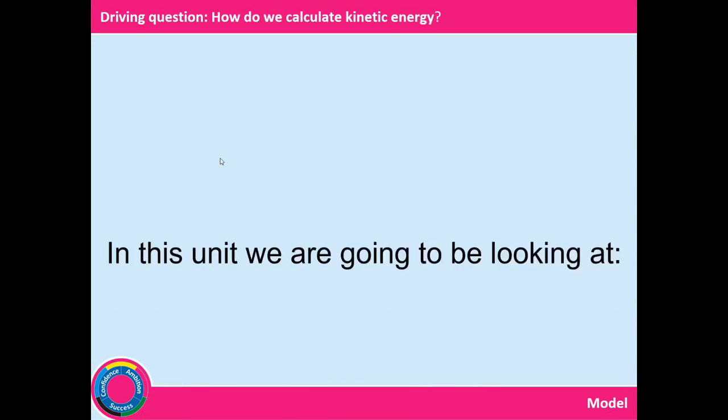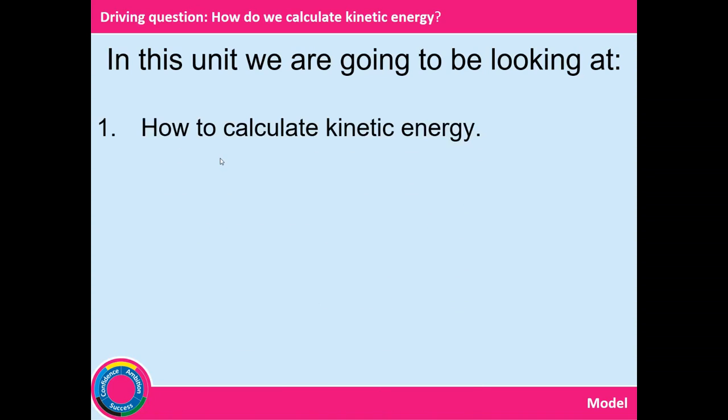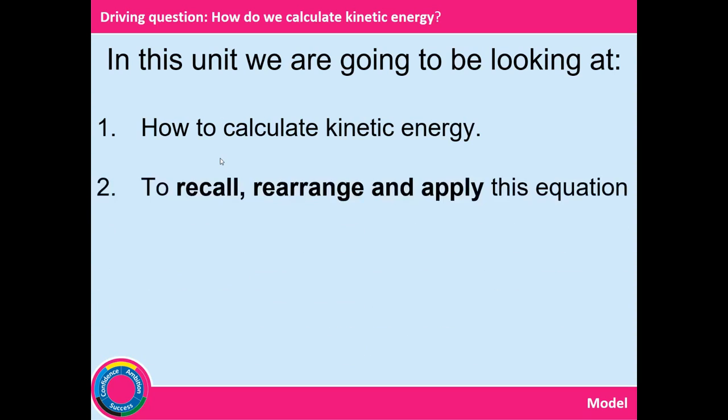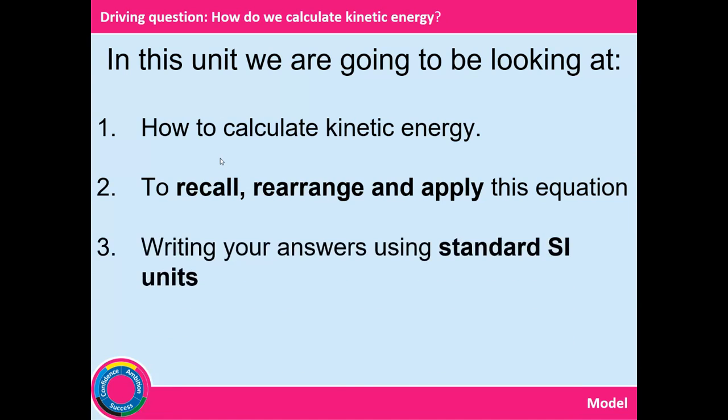As I said earlier, we're going to be looking at how do we calculate kinetic energy. This is another equation you will need to be able to recall, rearrange, and apply when you're doing your GCSE exams. We're going to be writing our answers in standard SI units. And finally, we're going to try and equate gravitational potential energy to a kinetic energy, because we know that energy cannot be created or destroyed. It can be transferred, usefully transferred, stored, or dissipated. And we're going to be using the law of conservation of energy to do number 4.